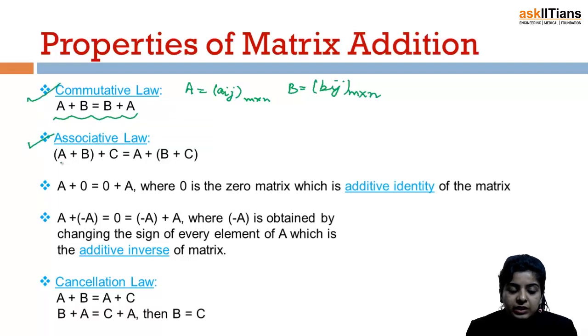Again, associative means if you add A and B and the resultant gets added to C, that would be the same as if you add B and C and the resultant gets added to A.